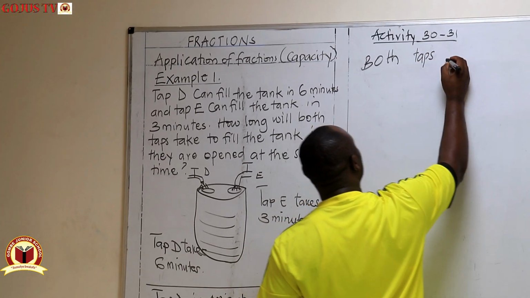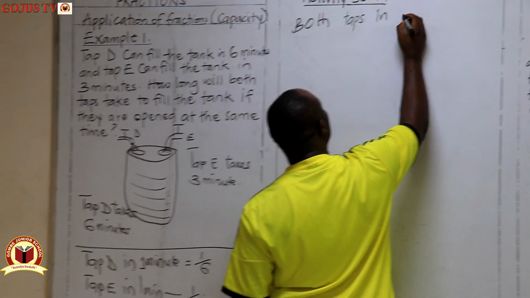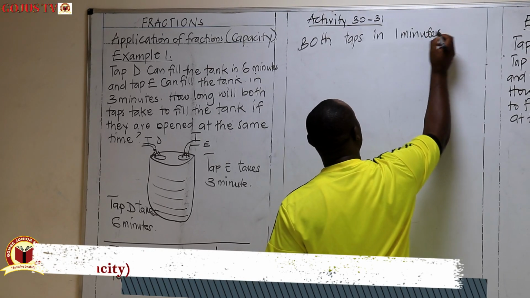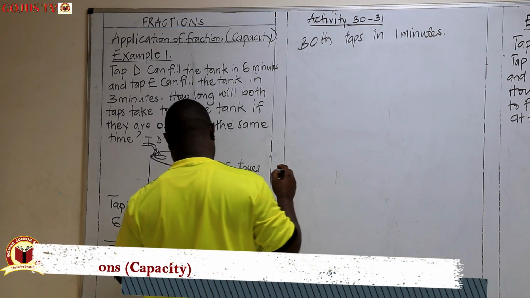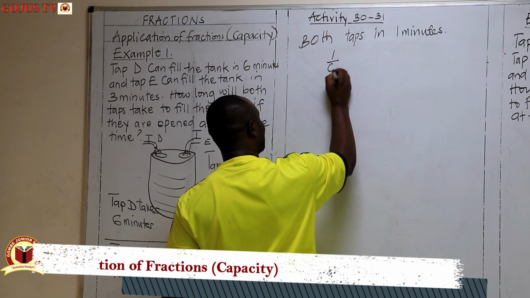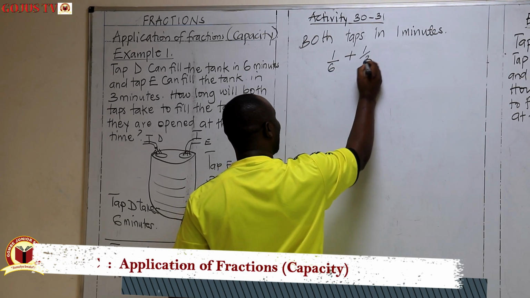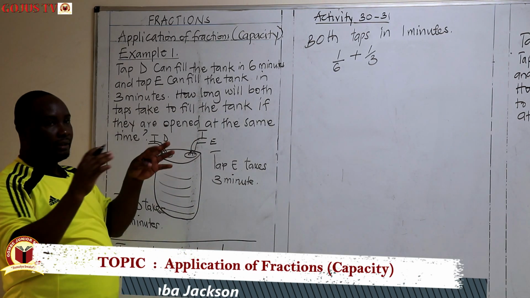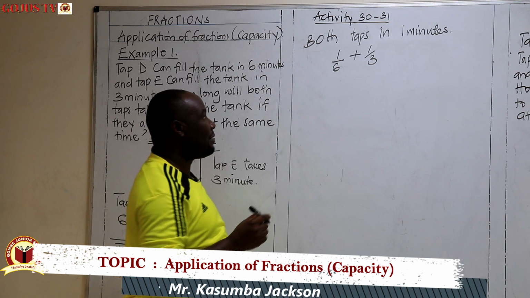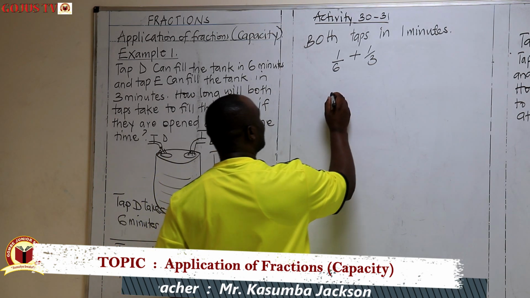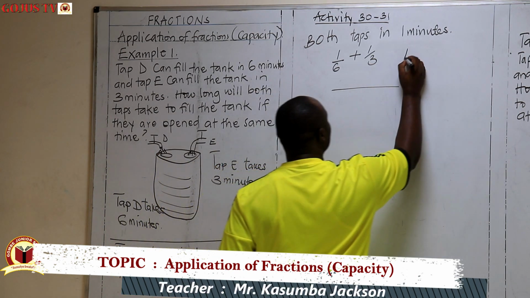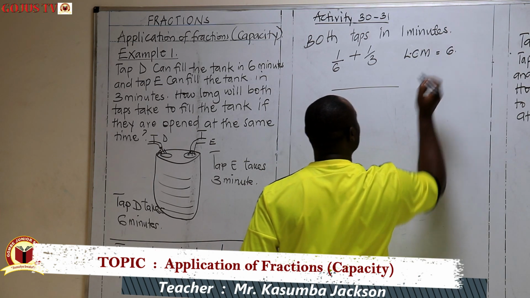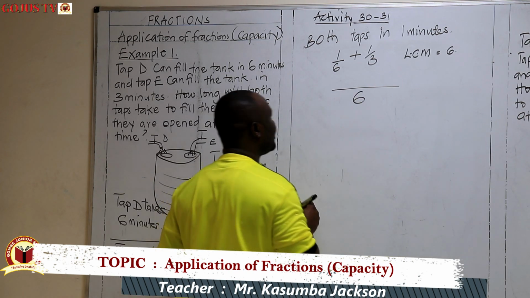When both taps are opened, in 1 minute, what will both taps put in? It will put in a fraction which is 1 out of 6 for the first tap added to a third of the second tap. So we can add to find out the fraction that will be put in by both taps in 1 minute. Here it will call for the LCM. The LCM of 6 and 3 is 6.